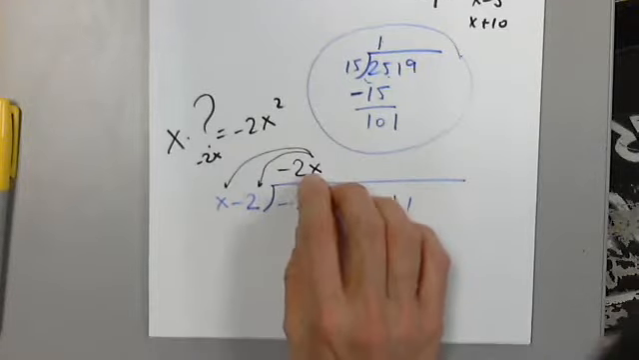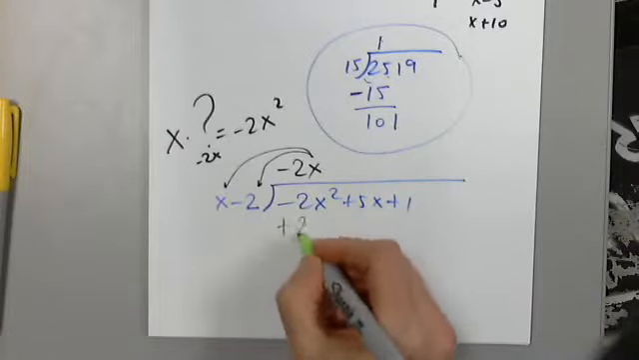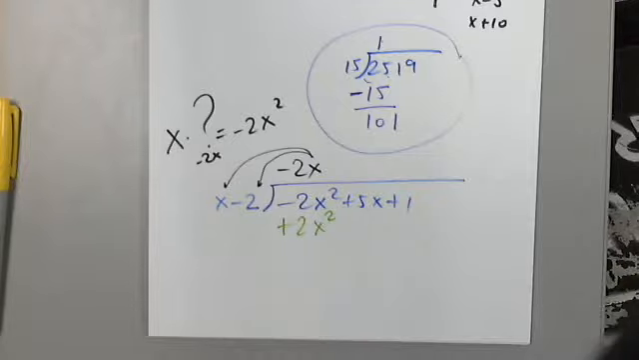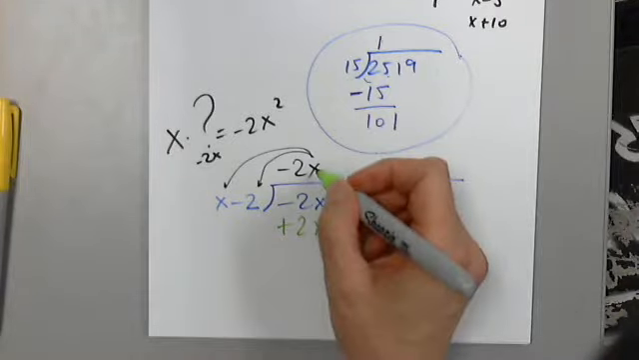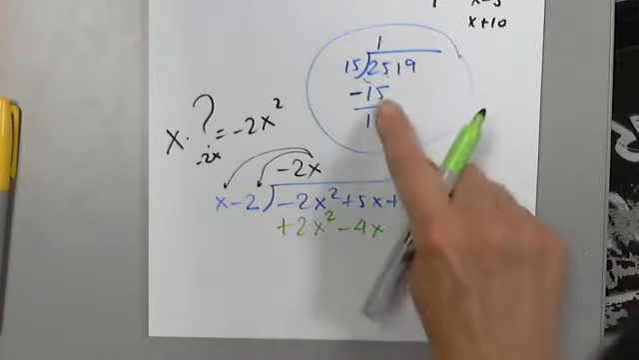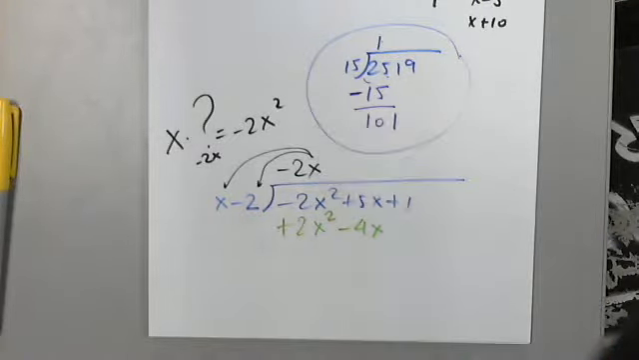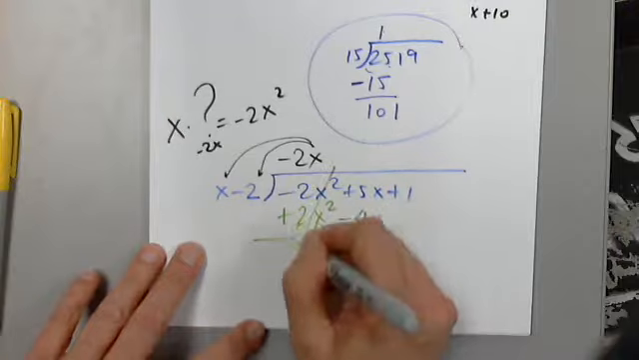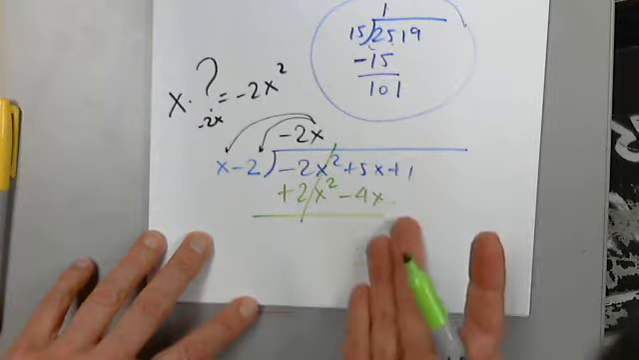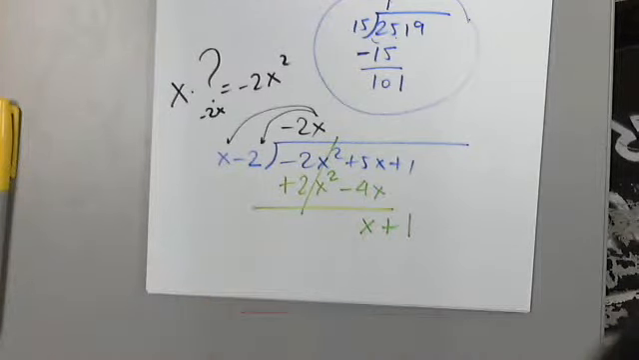So negative 2x times x is negative 2x squared. But I have to subtract that quantity, and that changes into positive 2x squared. Negative 2x times negative 2 is positive 4x, but I have to change it to the opposite because I subtract. For the same reason, 1 times 15 is not negative 15, but I have to subtract. I perform the operations I see. I calculate 5x minus 4x, which is x, and I bring down the next in line.